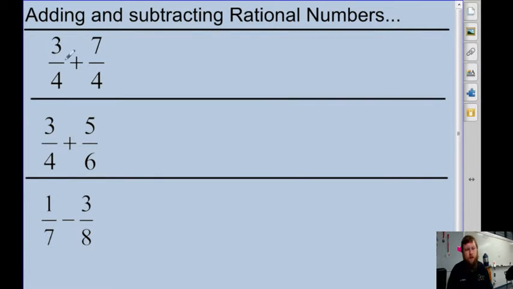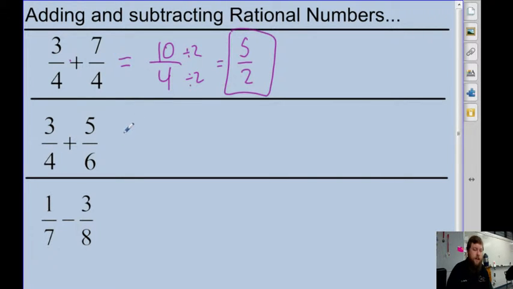So first I want to review just adding and subtracting some fractions here. So 3/4 plus 7/4. When you have the same denominator, leave the denominator the same, 4, and just add the numerators. 3 plus 7 equals 10. And 10/4, you can divide both top and bottom by 2, and you get 5/2. I want to leave this as an improper fraction. Don't change it like that. Just leave it as improper.